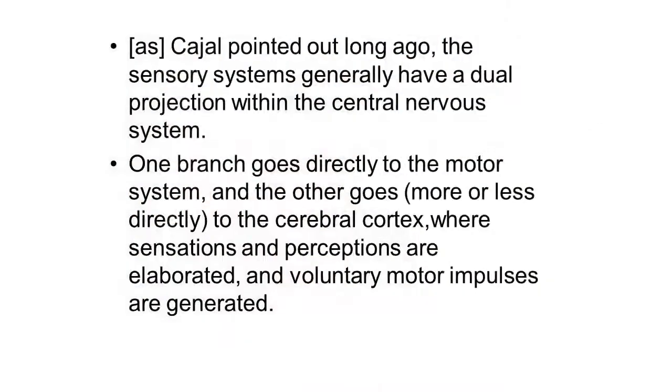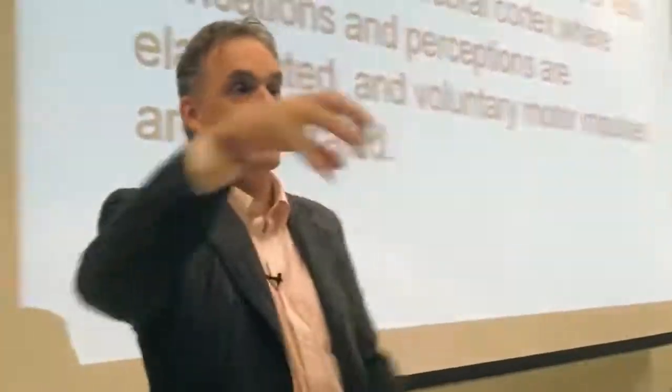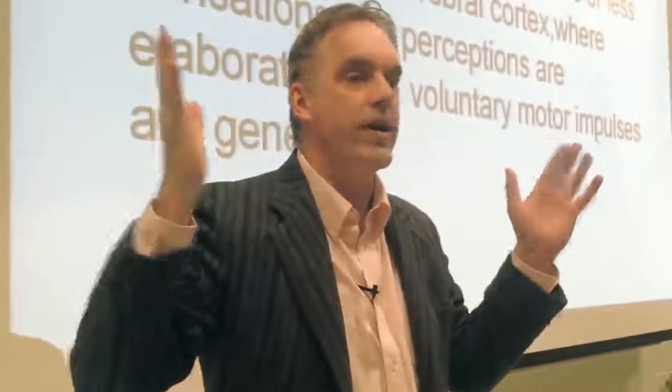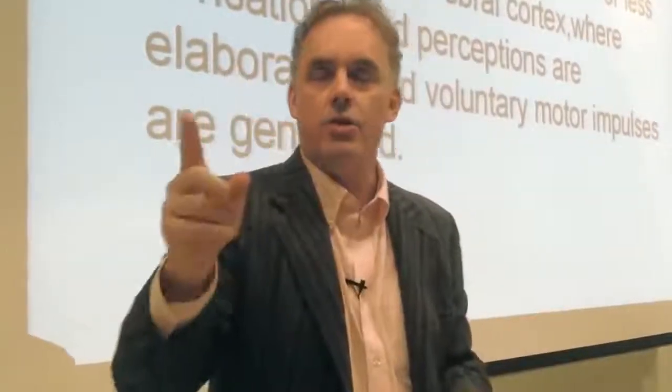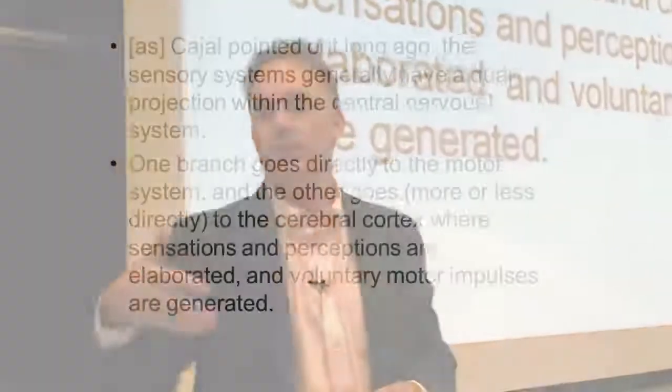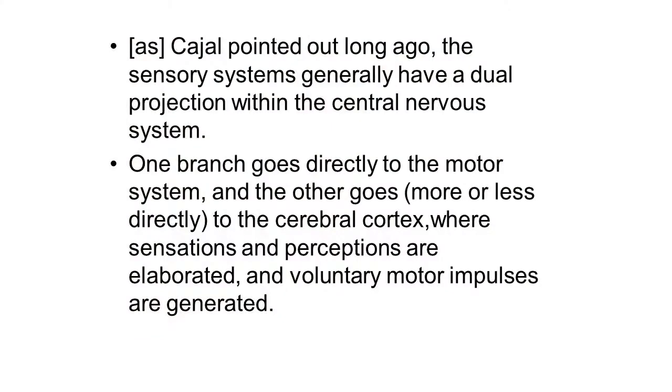One branch goes directly to the motor system, so that's for eye to output mapping, so that's fast because there's not a lot of thinking in between. And you might think that's bad because you want to think, but it's good because sometimes you know what to do and you don't want to think, you just want to execute it as fast as you possibly can. So these lower order, simpler inputs are good for that sort of thing. One goes directly to the motor system and the other goes more or less directly to the cerebral cortex, where sensations and perceptions are elaborated and voluntary motor impulses are generated.